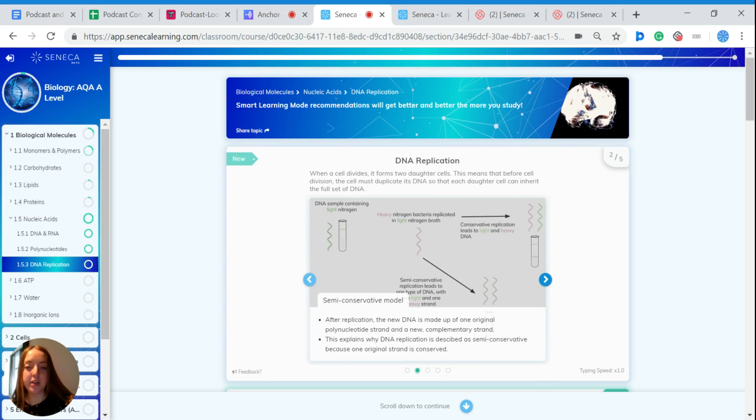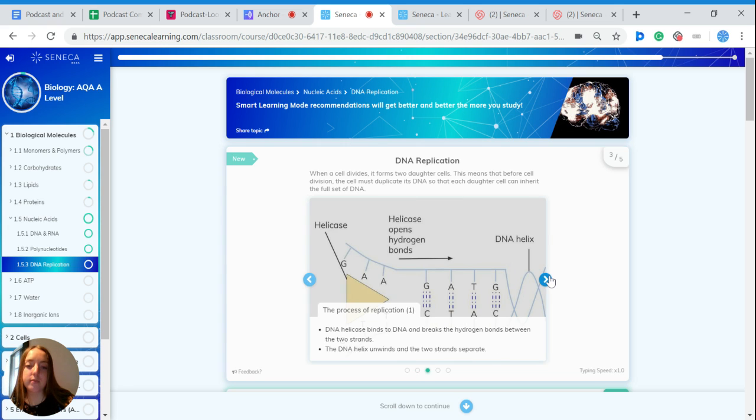After replication, the new DNA is made up of one original polynucleotide strand and a new complementary strand. This explains why DNA replication is described as semi-conservative, because one original strand is conserved. So I'm going to go over the process of replication for you.